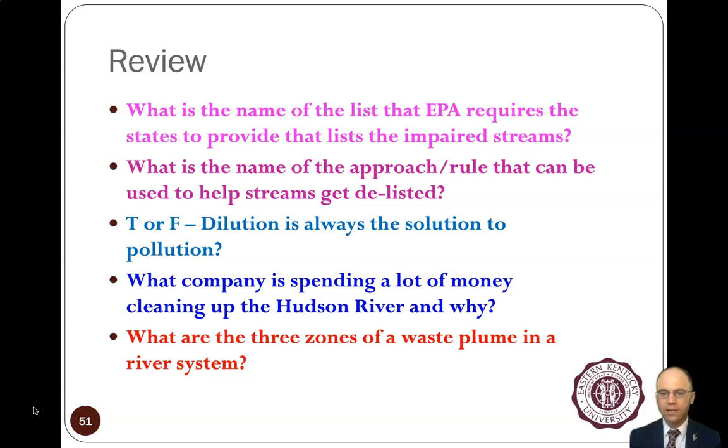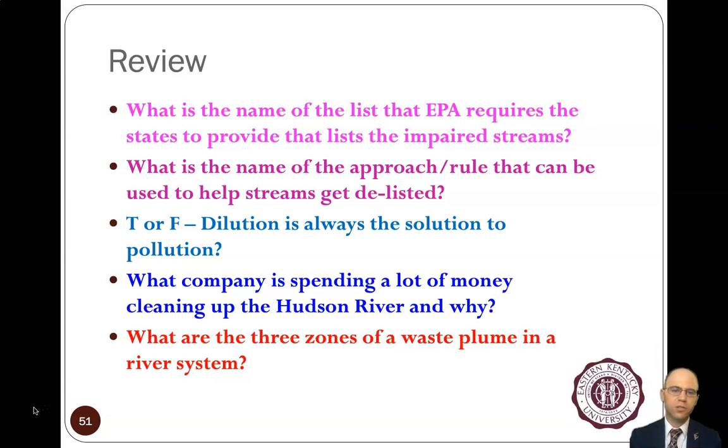study. And the objective of the TMDL study is to identify how much pollution that stream can hold or withstand while still meeting its intended designated use. And then what steps can be put into place to help the stream, river, or lake get to that point, which could include various pollution controls, both non-point source and point source. So the TMDL is the name of the approach or rule used to help get streams delisted.